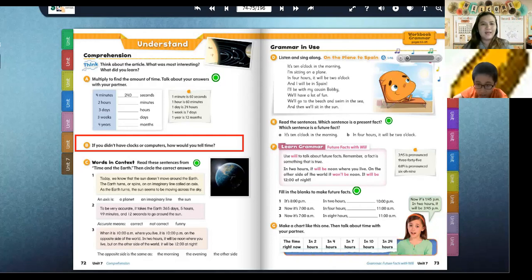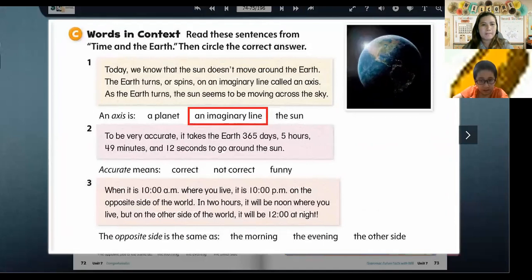Okay. Do you have a question? No. Okay. So here, words in context. Read these sentences from time and earth, then circle the correct answer. So I want you to please circle the correct answer. Okay. I will check your answer.